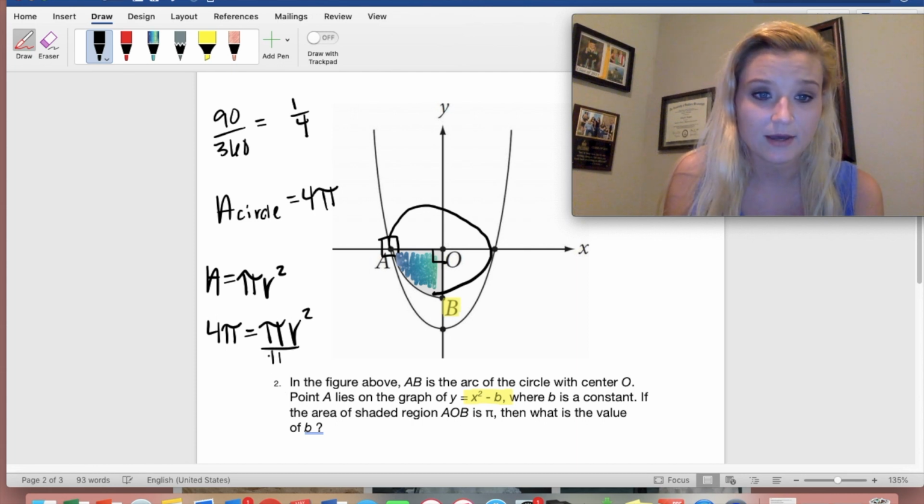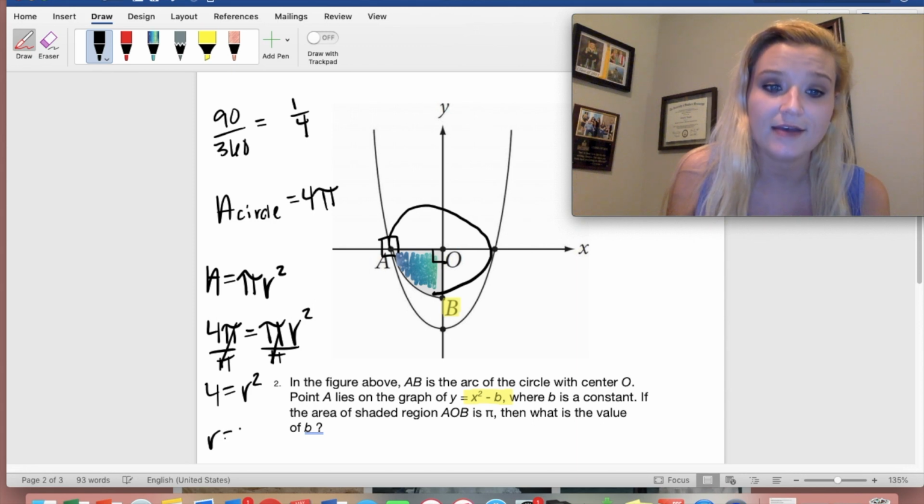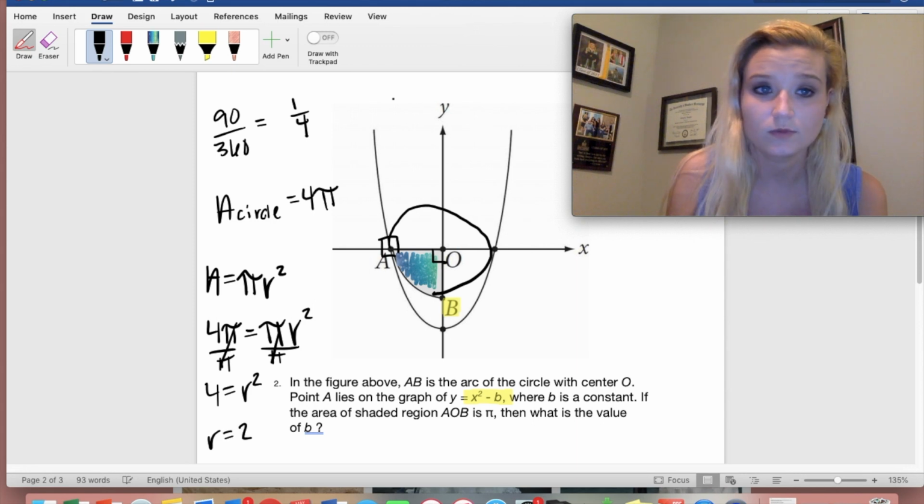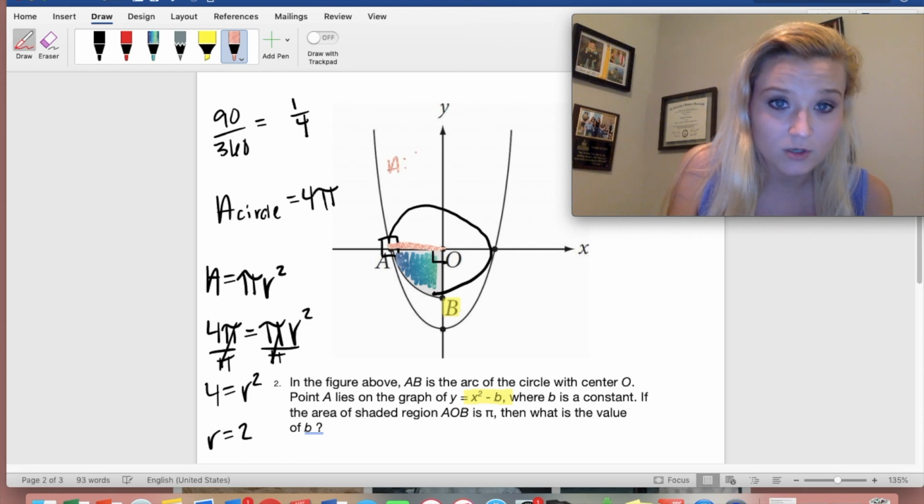So we can divide by pi, that cancels. So 4 equals r squared, which means that our radius has to be 2. What that tells us is that point A, since it falls at the end of the radius, has to be at a coordinate of -2, 0.